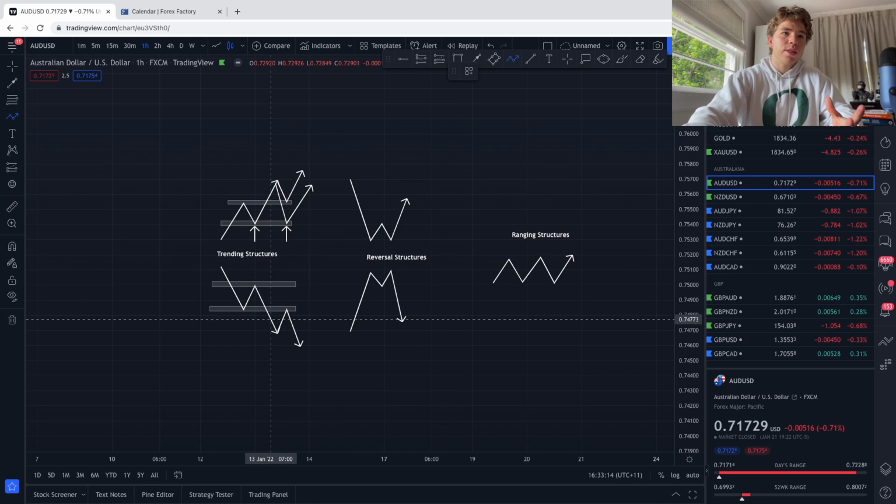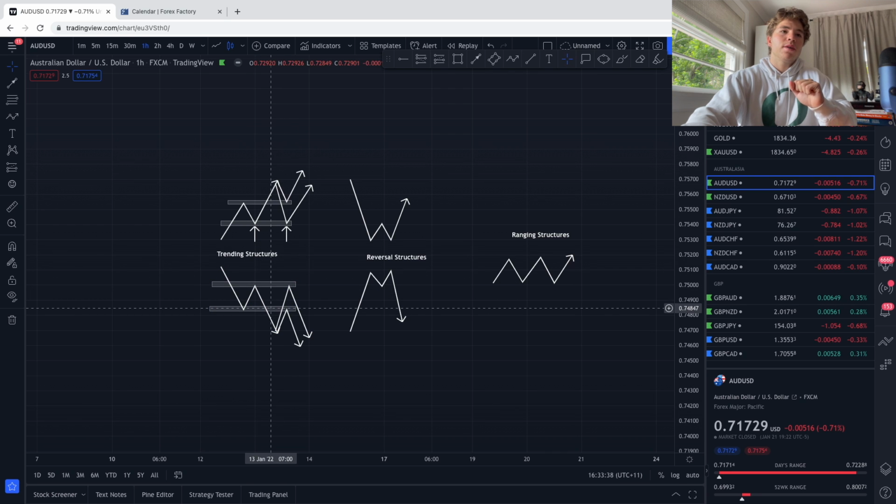The other area where this could happen: price breaks below the previous lower low, but it respects the lower high. So price respects that level, and for that reason, the downtrend is still valid. Hope that makes sense. I've tried to explain it as best as I can.